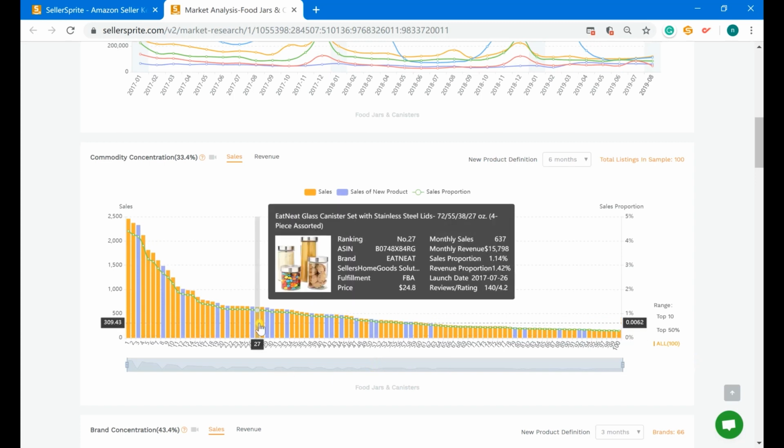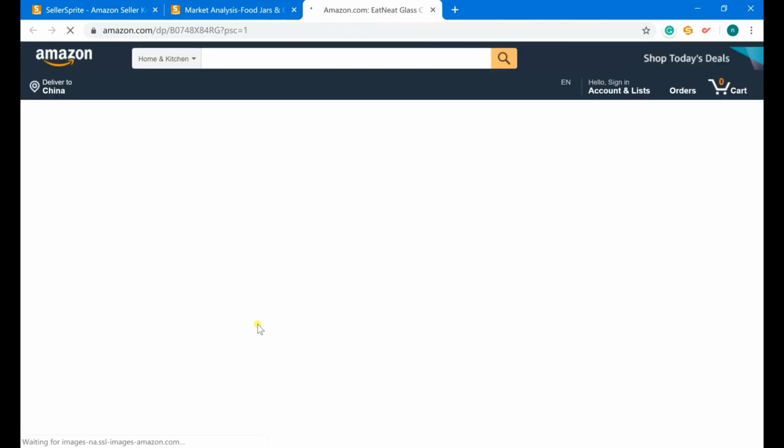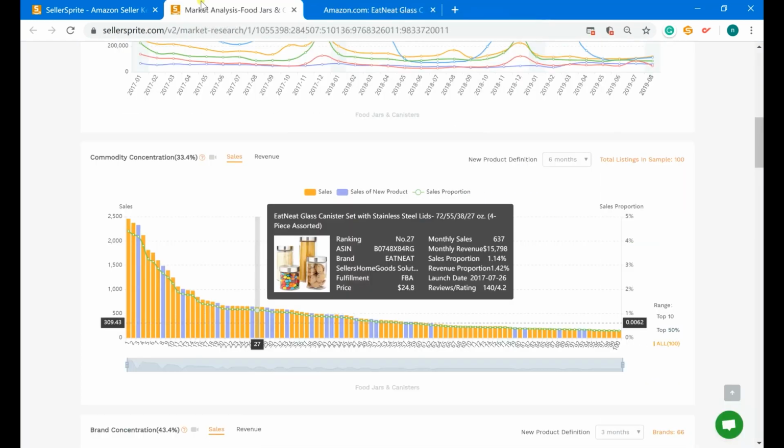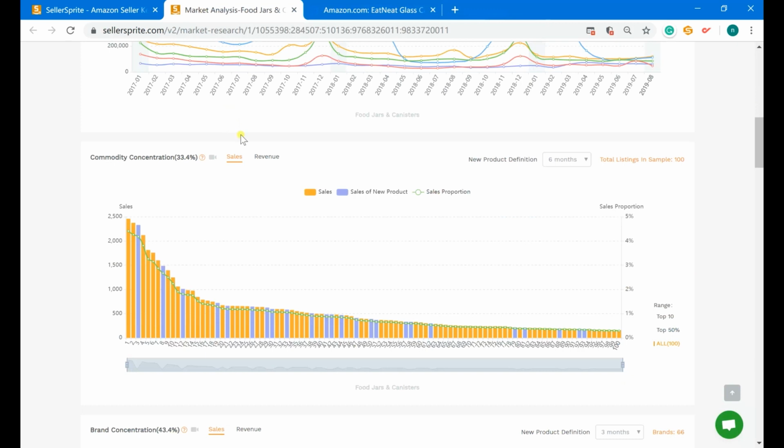Third, click the column, and you will be taken to the listing page on Amazon. In addition, you can switch the ordinate to revenue here.